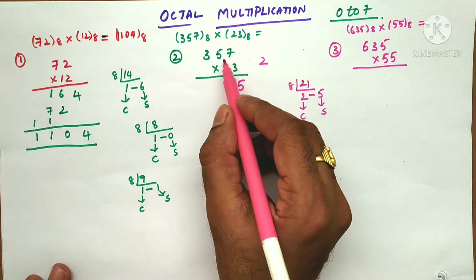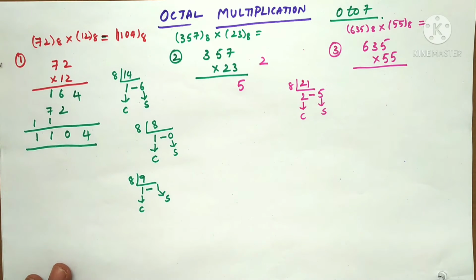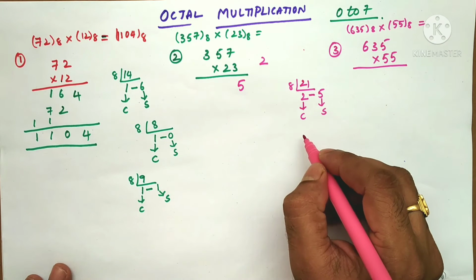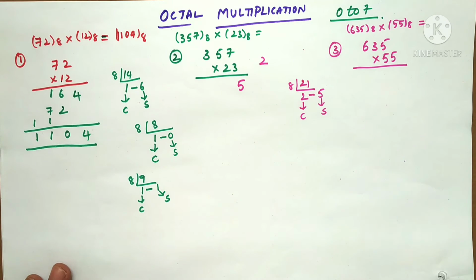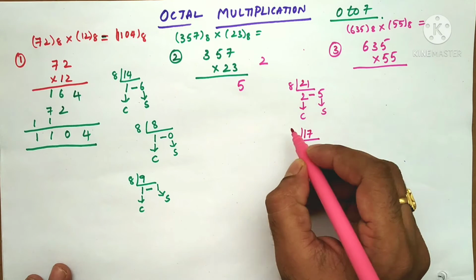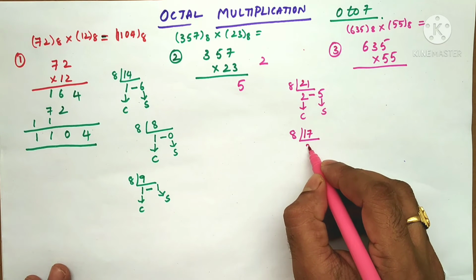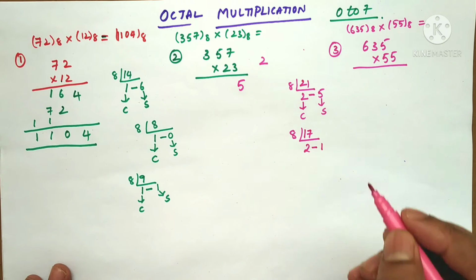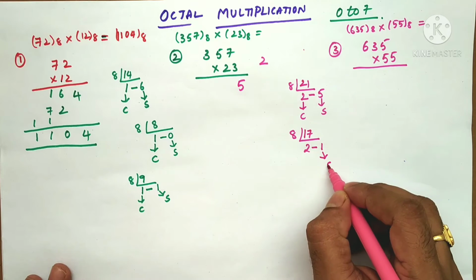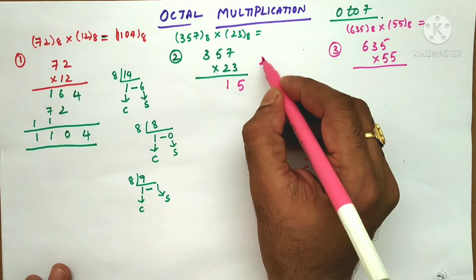Now 3 5s are 15. 15 plus 2 is 17. 17 is not an octal number. It's a decimal number. So we have to convert this decimal into octal by dividing by 8. So 8 2s are 16. Remainder is 1. So 1 is sum and 2 here is carry. So 1 here and again 2 here.